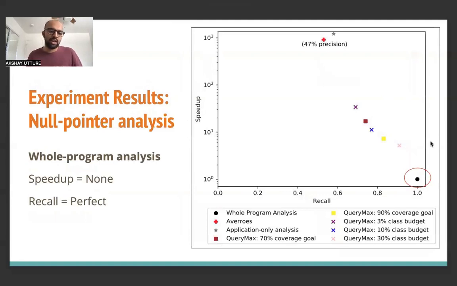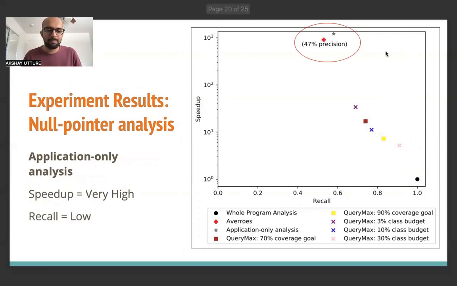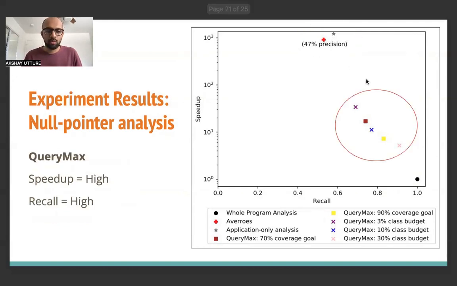Now, let's look at the null pointer analysis, and I'm going to go over this faster because the results are pretty much similar to the cast check. The whole program analysis gets no speed up and perfect recall. Then the application only analysis gets a very high speed up, but a low recall. And QueryMax gives a bunch of configurations which are in between these two extremes. So it gives a good speed up, but also a good recall.